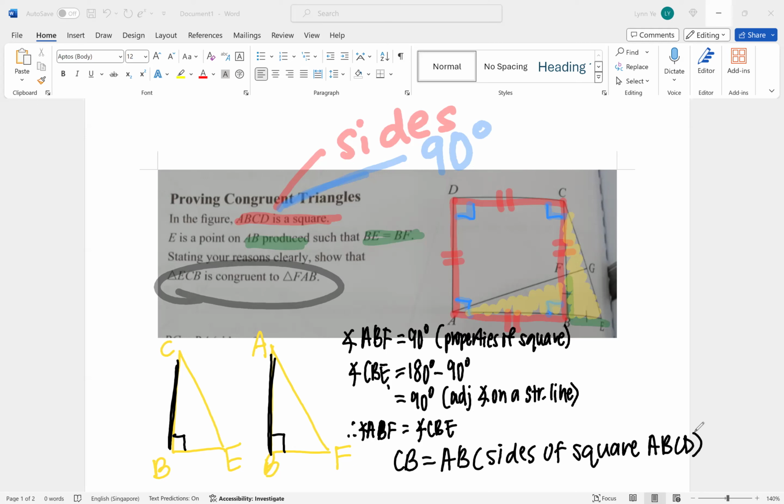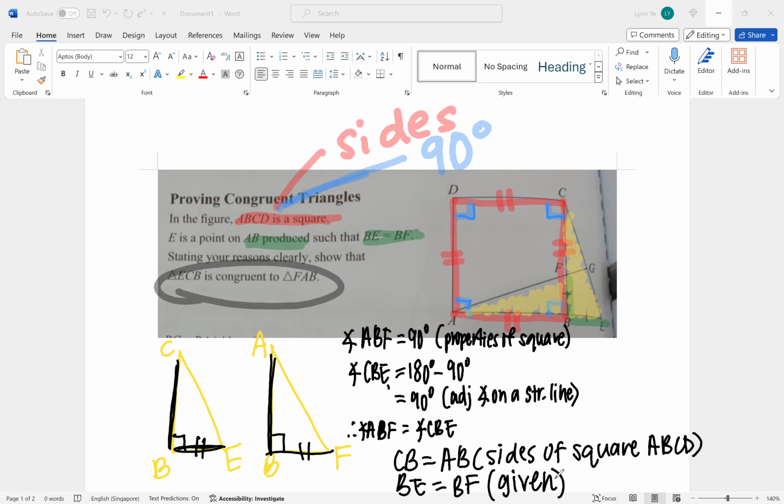So any more, if I look at the question, any more or not? BE is equal to BF. So this, let's put 2 lines, is equal to this. And what's the reasoning? How do we know BE is equal to BF? Very good. Because the question gives it already, so that's right, given.